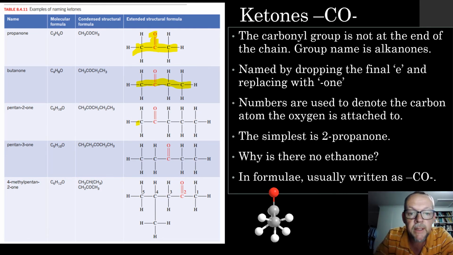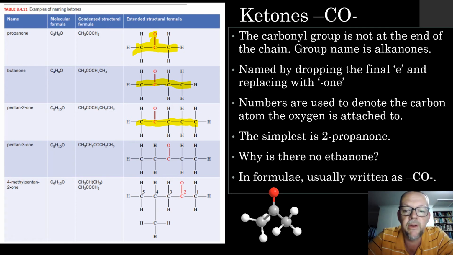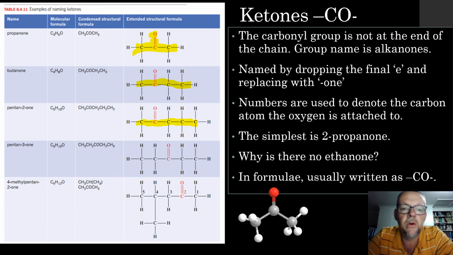Now, instead of pentane, I've got what, a pentan-2-one. I could have a pentan-3-one in this case as well, couldn't I? I couldn't have an ethanone, because if that was the case, it'd be an aldehyde.